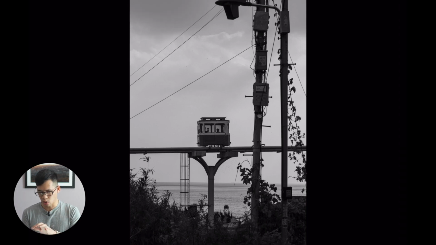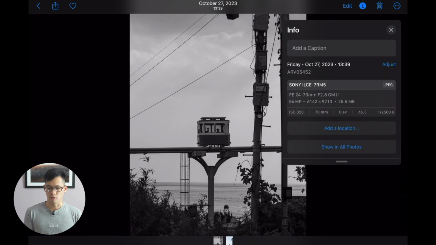So this picture, I took with my Sony a7R5, with my 24-70 GM2, at 70mm, f6.3, shutter speed 1/2500th of a second, and ISO 320.